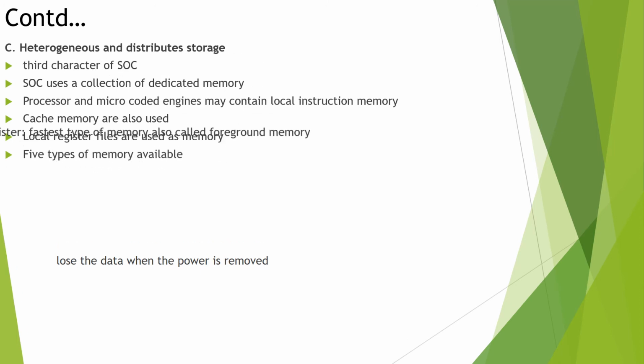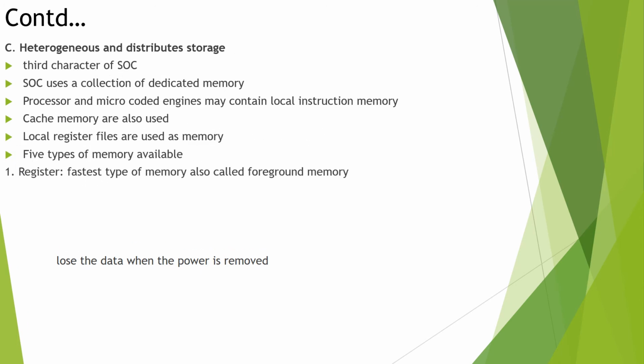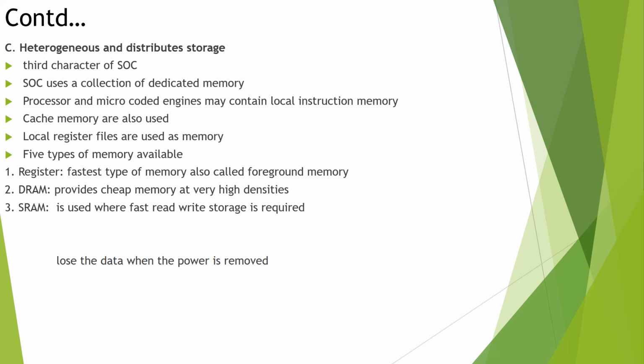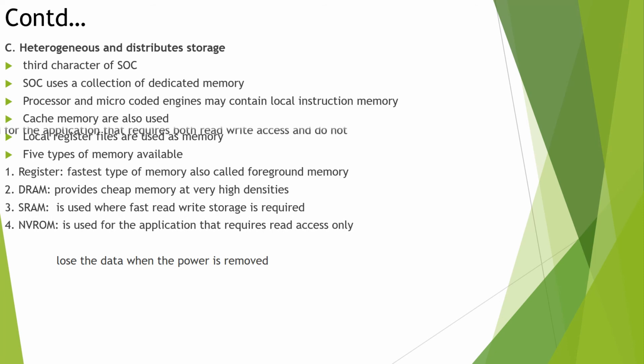1. Register. It is the fastest type of memory, also called foreground memory. 2. DRAM. It is also called dynamic random access memory. It provides cheap memory at very high densities. 3. SRAM. It is also called static random access memory. It is used where fast read-write storage is required.